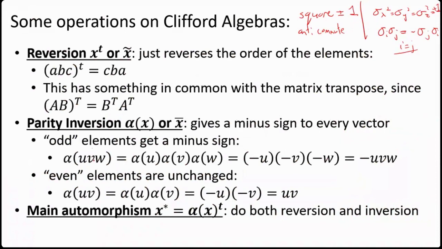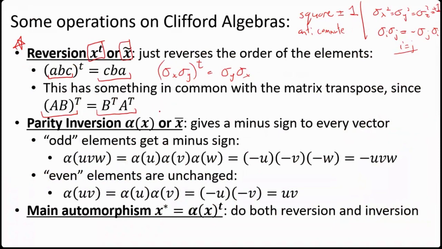So I just wanted to mention a couple of operations on Clifford algebras. The first one is called reversion, and it just reverses the order of the elements. Some people write it with a T, some people write it with a wave. But basically, if you have sigma x, sigma y, and you do the reversion, that just switches their order. Or in this case, if I have ABC, it reverses to CBA. And to some extent, this is like a matrix transpose, because the transpose of a product reverses their order.